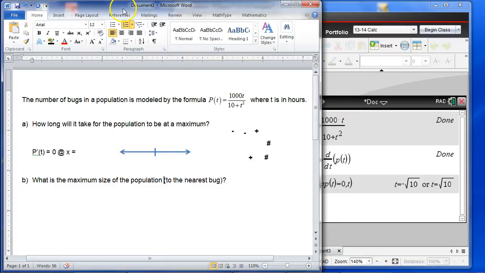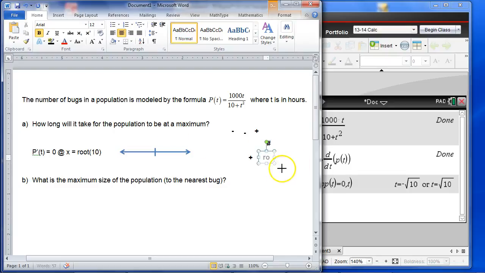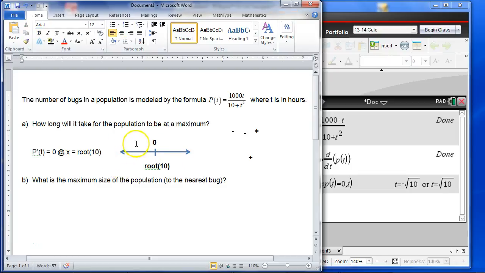So I'm going to come back over here to my worksheet, and I'm going to try and label this number line here. I know that P prime of t equals 0 at square root of 10. So I'm going to label my sign chart with root 10. That's where the first derivative equals 0, at t equals root 10. Now, in order to determine if that's a max or min, I need to test points over here and over here. I can use my TI-Nspire to do that.